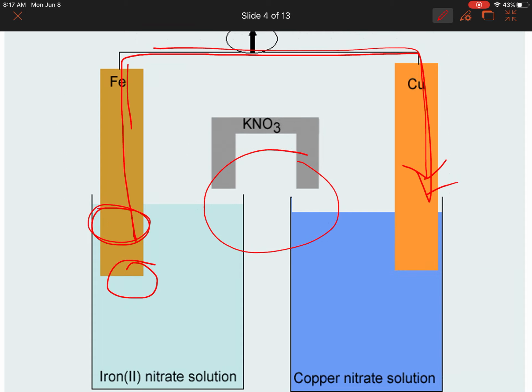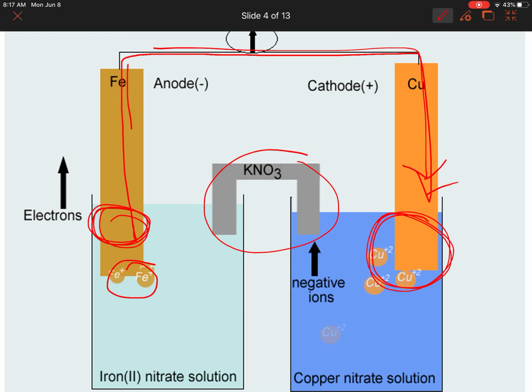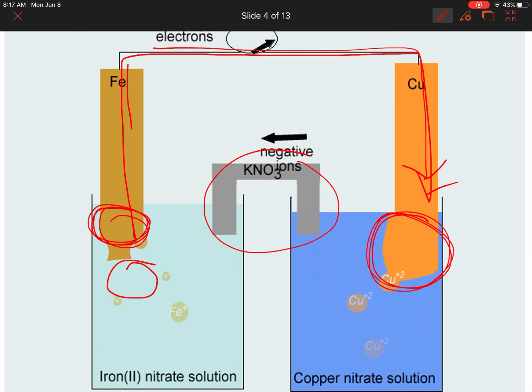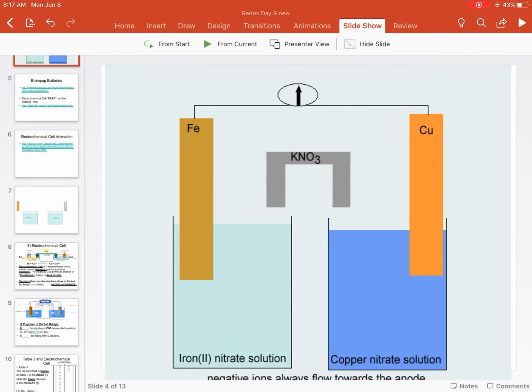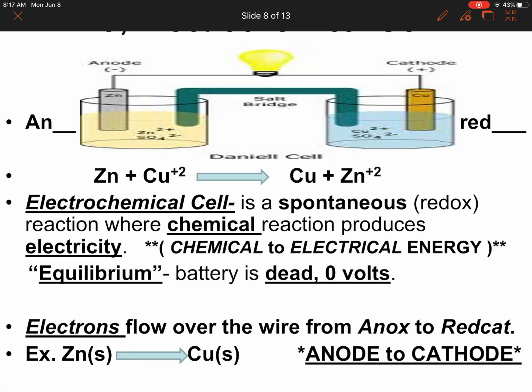So what's happening is the metal is decreasing here, but the metal is going to start increasing over here. And we'll learn this is why batteries die, because eventually all the electrons leave from one side and go to the other side. All right, let's get to that in a moment. All right, let's go over here. So electrochemical cell, all right?